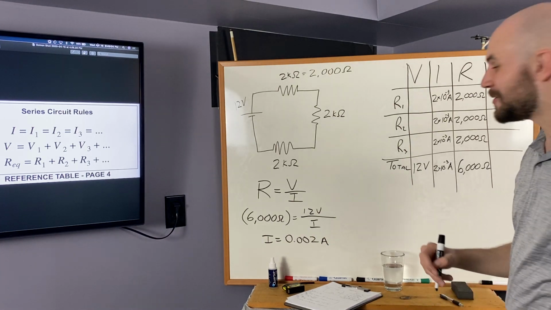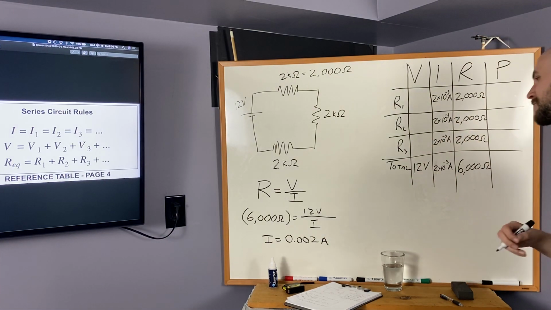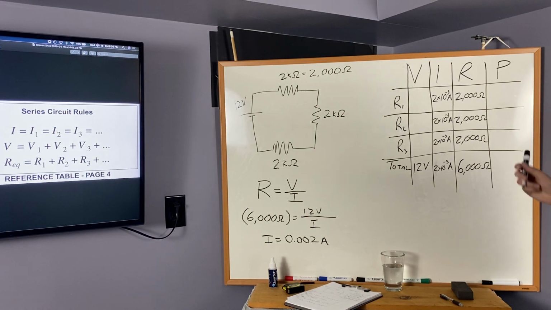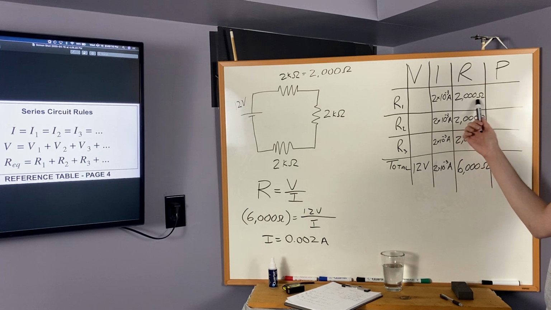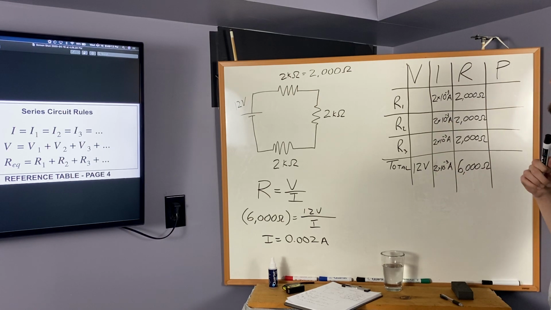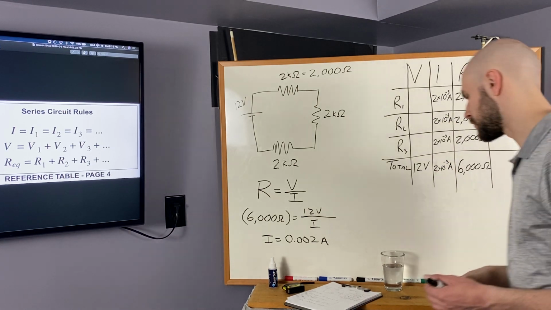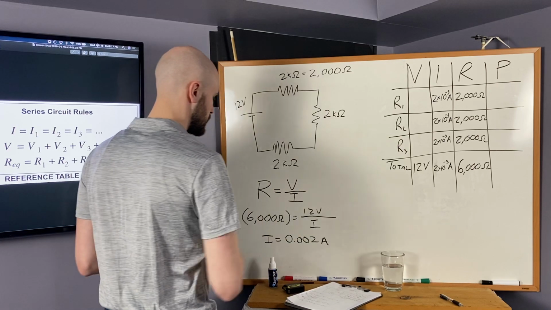Now, again, using Ohm's law, we can find the voltage across each one of these resistors. Let's take a look at resistor 1. 2,000 ohms. We have 2 milliamps of current. What's the voltage across that resistor? I'm going to erase.